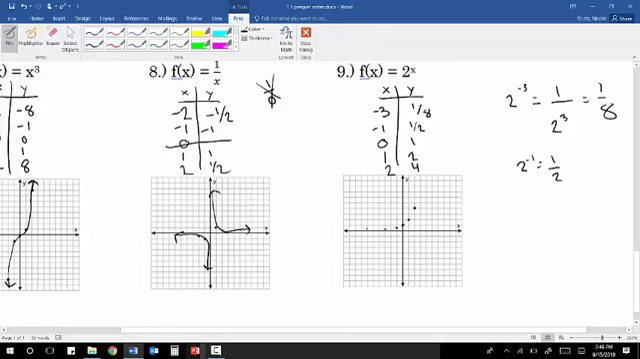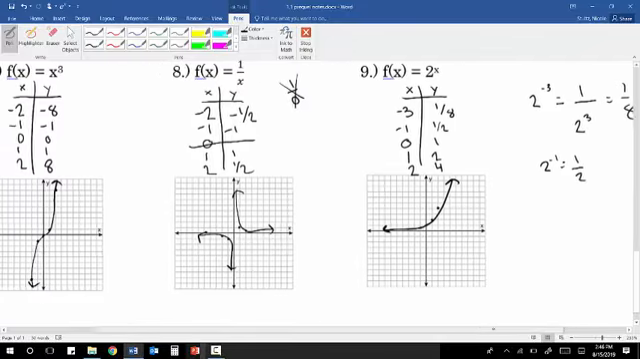And then last but not least, number 9, this is what we call an exponential function. So it looks like a curve, and you're just going to graph along that curve. It shoots up really high to the right, and it gets closer and closer to the x-axis on the left, but it will never actually touch the x-axis.